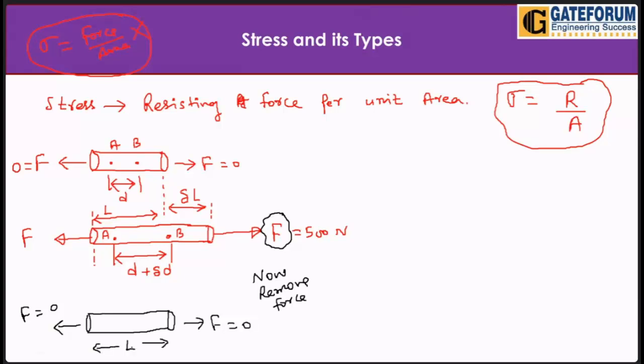Again the length is L, and the distance between A and B molecules is again D. That means initially the distance between molecules A and B is D, after stretching the distance between A and B increases, and after removal of load it comes back to the original position. That means internally, molecules are trying to come towards each other to regain their original position, and this is known as resisting force R, the internal molecular force.